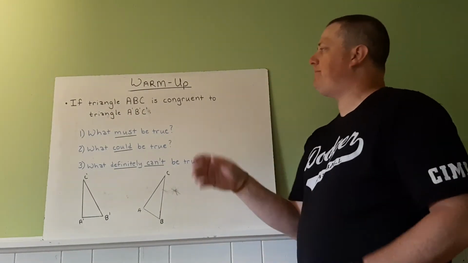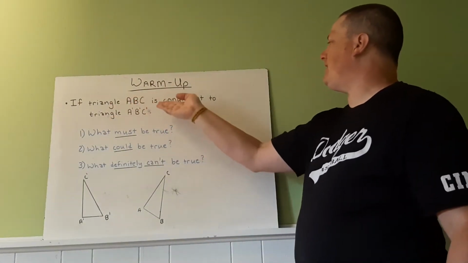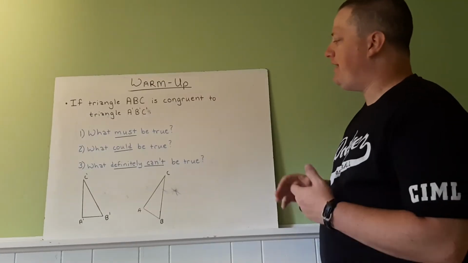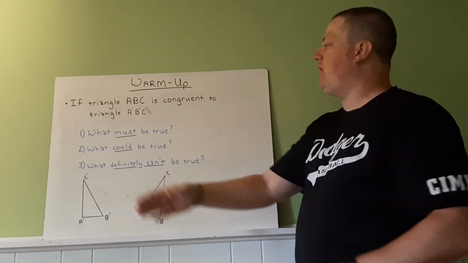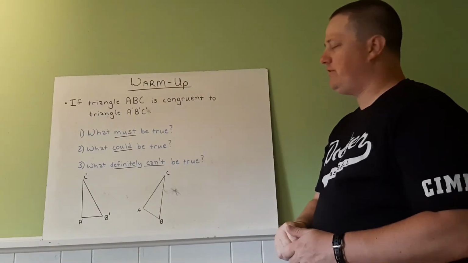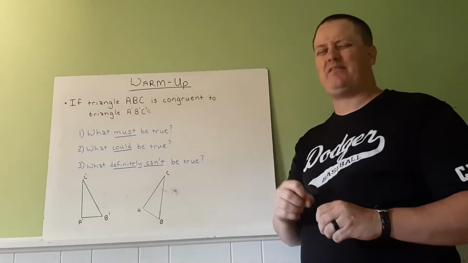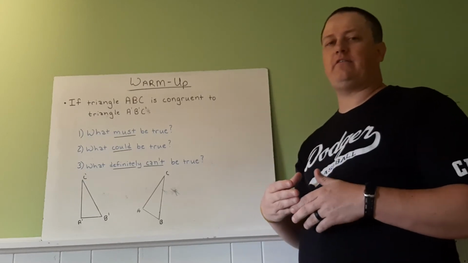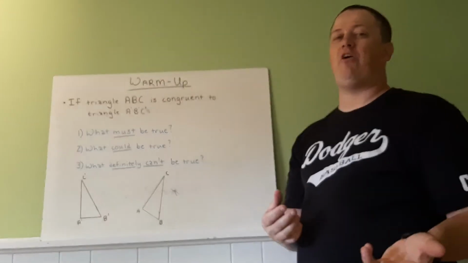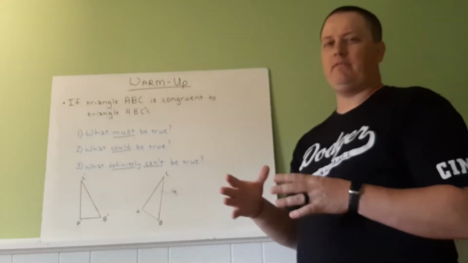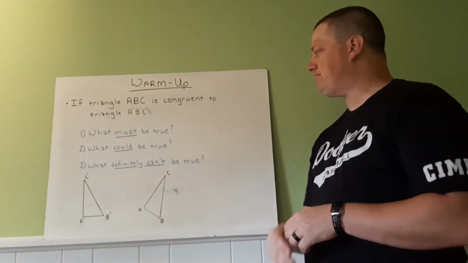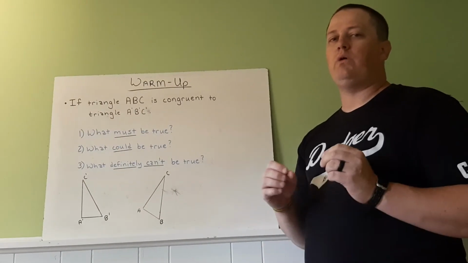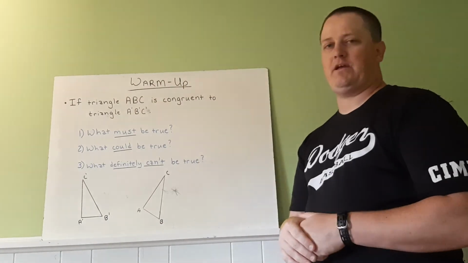All right, so your warm-up is: if triangle ABC is congruent to triangle A prime, B prime, C prime, then there are three questions that I have for you. What must be true? So name anything that you know has to be true about them. What could be true? So those are things that are true sometimes, but not all the time, or you're not really sure, but you think that they're true. And what definitely can't be true? What can you guarantee will not be true based off of the information you have?